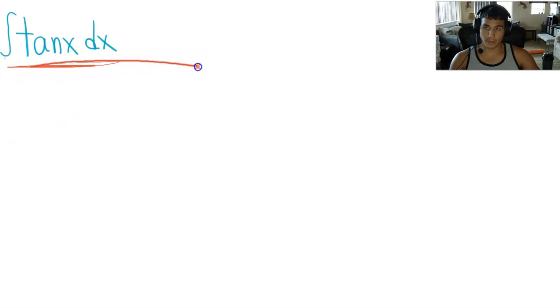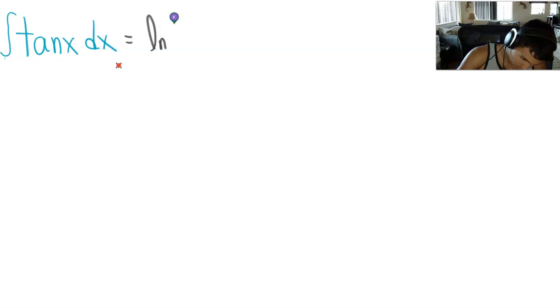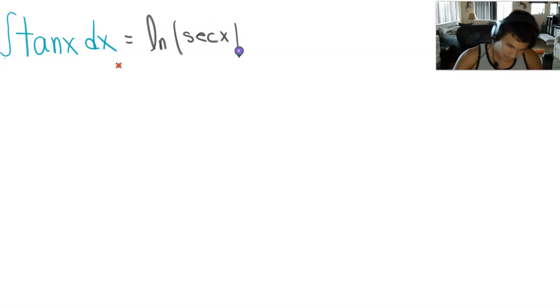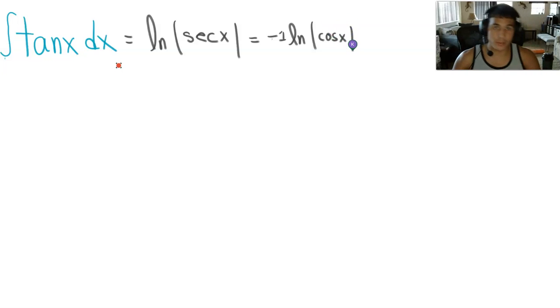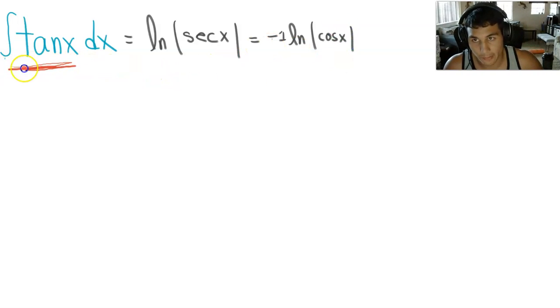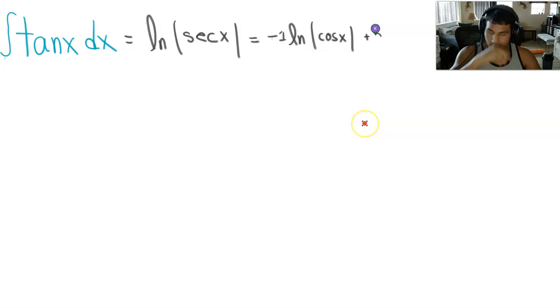Okay, so you want to find the antiderivative of tangent. Well, I'm going to just jump ahead right now, and I'm going to tell you that the answer is this. You could write it like this: ln secant x. Or you could write it like this: negative 1 on the outside and ln cosine here. So if you look up the formula, like if you were to type this into any sort of calculator online, this would be your answers. And of course, there's a plus c here, right?